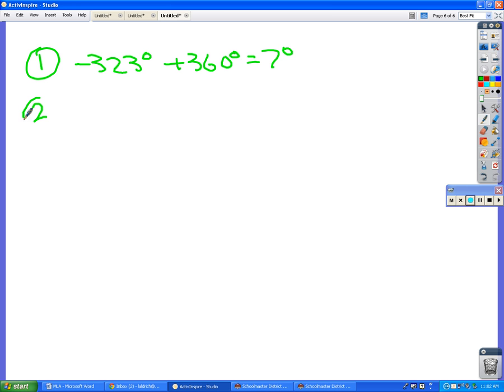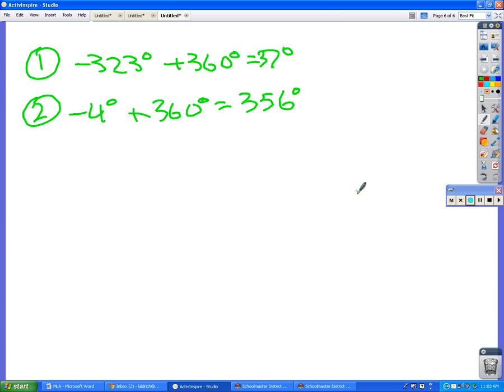If I want an angle that is coterminal with negative 4 degrees, but I want it to be in between 0 and 360, it should be what? That's what I said. And then I add 360 onto that, and I get 356.